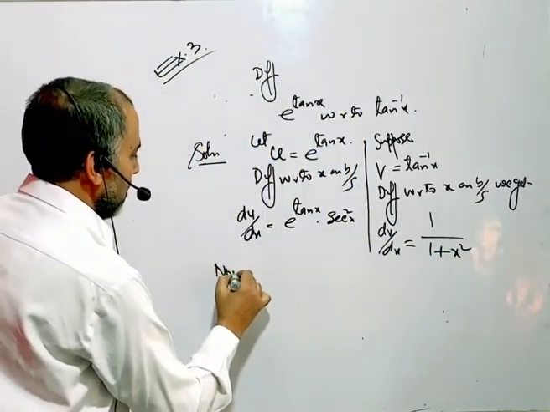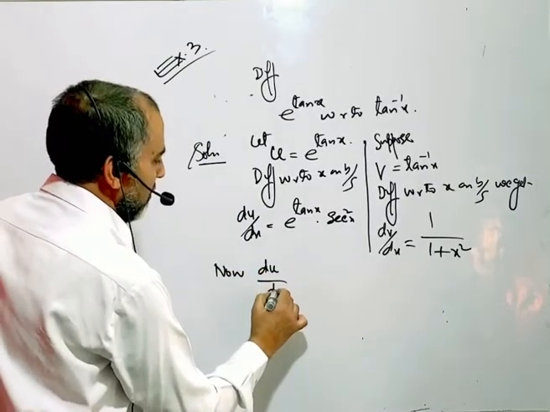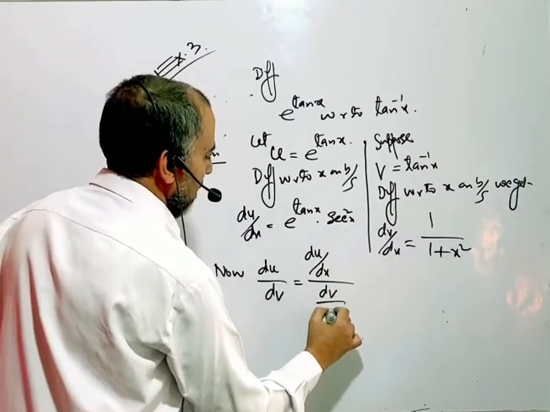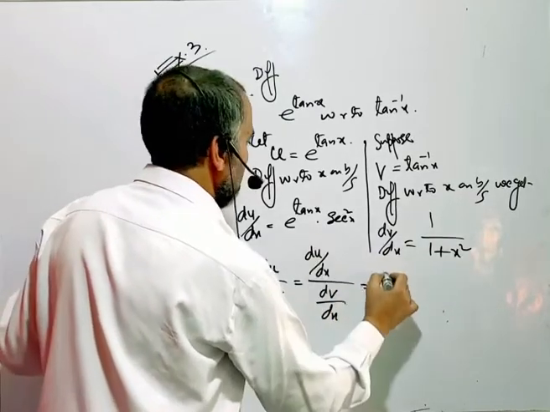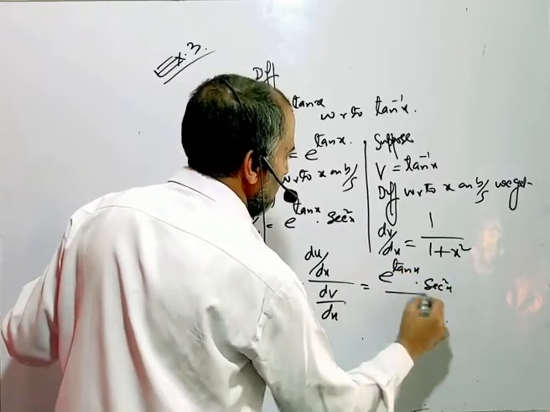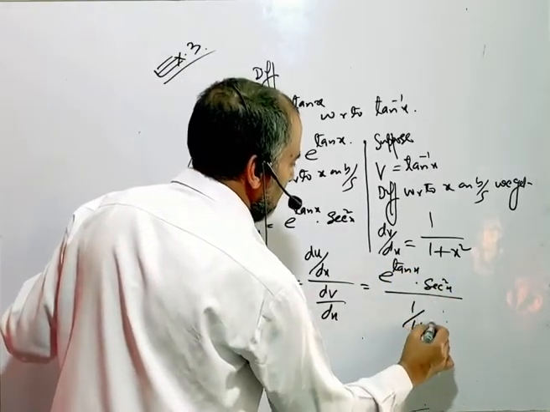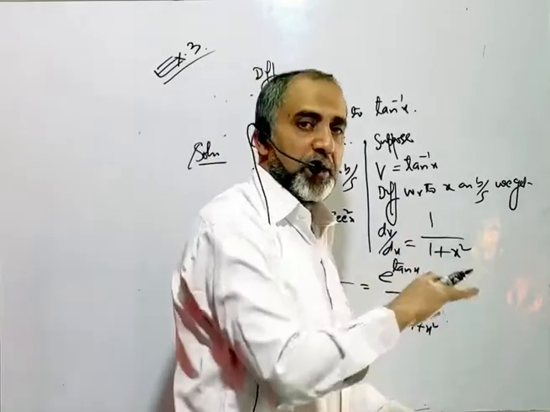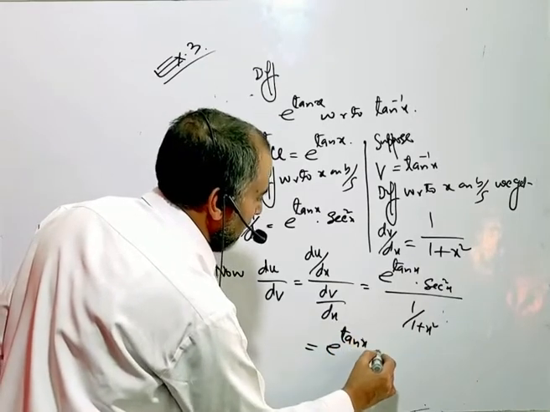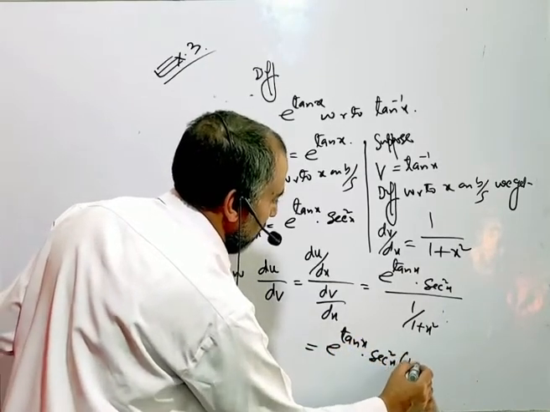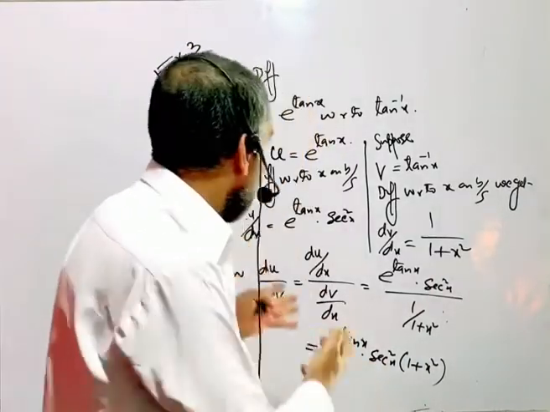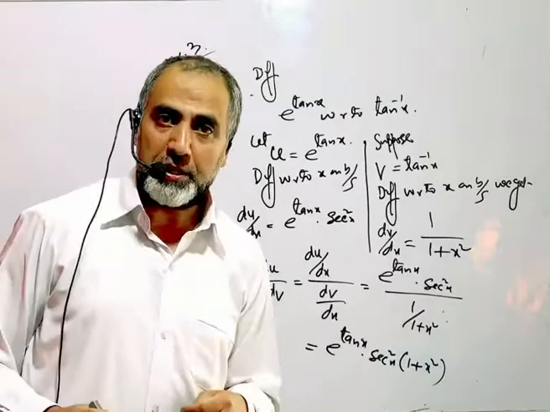Now we'll combine the two. du by dv is equal to du by dx upon dv by dx. What is du by dx? It is e raised power tangent x into sec square x divided by 1 upon 1 plus x square. जब इसको ऊपर चढ़ाएंगे ये आएगा इस तरह से, e raised power tangent of x into sec square x, then we have into 1 plus x square. You can copy it. We'll discuss another example.